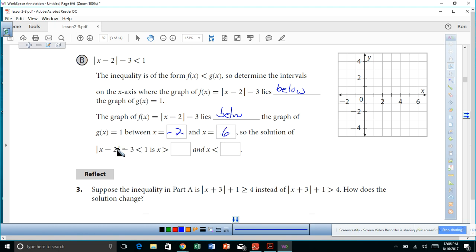So the solutions of the absolute value of x minus 2 minus 3 is less than 1 is x is greater than -2 and x is less than 6. And I probably need to graph it real quick. So we got 2, -3, 1, 2, 3. That's right there. Okay. And let's give it some legs here. There we go.